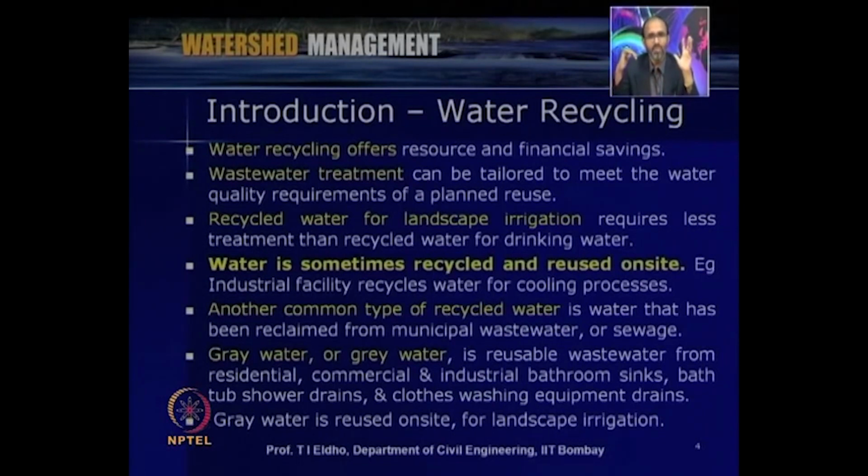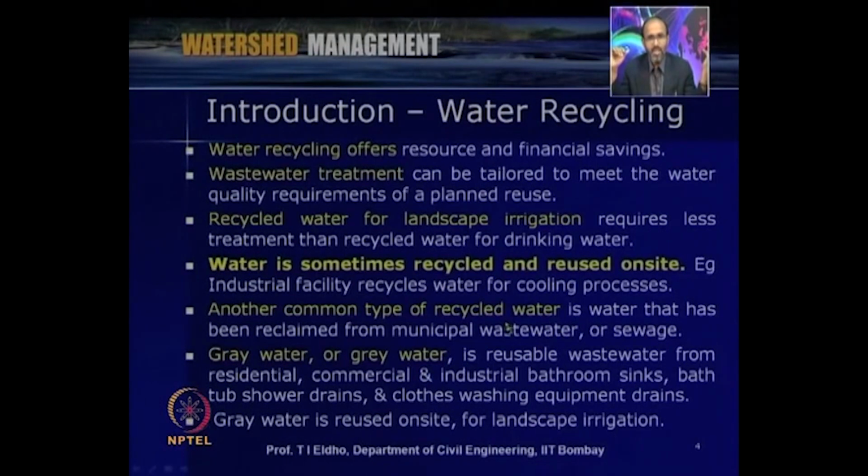So, that way we get financial savings, and also we can reduce the amount of wastewater to be treated for various purposes. When we look into water recycling, water is sometimes recycled and reused on site. That means, say, in an industrial site, there itself we can simply give some treatment and directly utilize it. An industrial facility recycles water for cooling processes. Another type of recycled water is water that can be reclaimed from municipal wastewater or sewage.